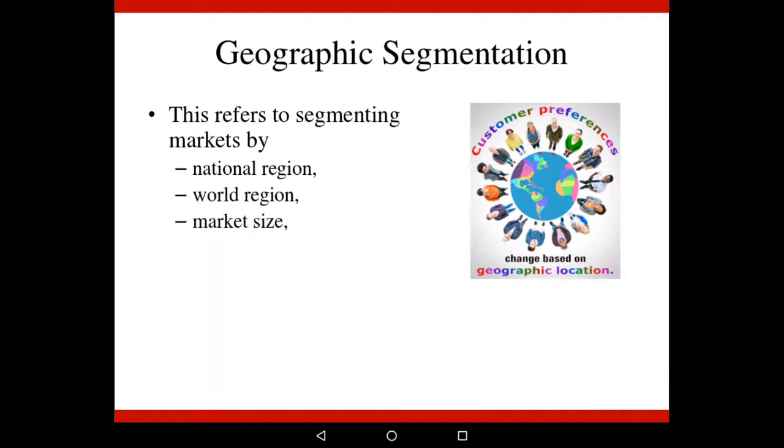Then we have market size. You can segment the market by different sizes. And then density, like where's it most dense? Usually markets are denser in urban areas, like Cape Town, Joburg, Durban. And then of course climate, like either it's a hot climate or a humid climate or a rainy climate, something like that.